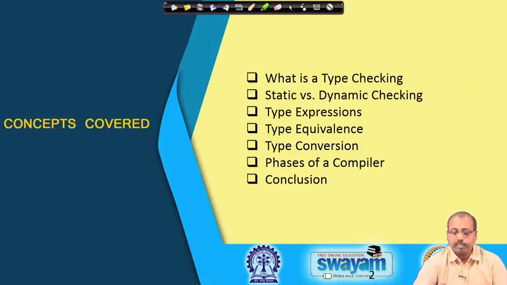Then, for type checking, there is something called a type expression. If you are given a complex structure, like if you look into the C programming language, you see that we have structure and union type declarations, where a number of data items are combined together to make the overall structure.